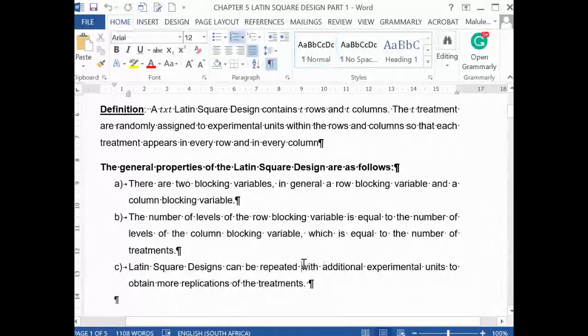Now, the next section that I'm going to cover is this part here. The third property: a Latin square design can be repeated with additional experimental units. So it's a Latin square design, but in each and every cell, we are having replication. But the good thing about Latin square design is that you don't test for the interaction. If you check the disadvantages of Latin square design, there will be a part where we're talking about the interaction effects.